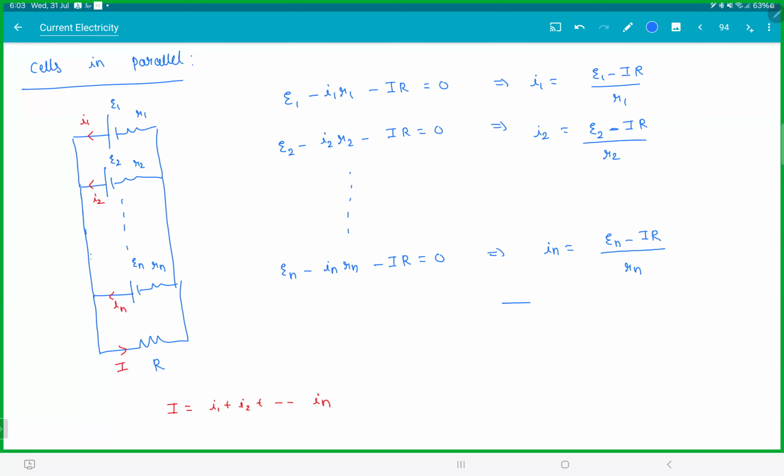Now, if you add all of these, I1 plus I2 plus In, on the left-hand side, you'll get capital I. This will be E1 by R1, so that will be sigma Ei by Ri, minus IR sigma 1 by Ri. You can rearrange the terms. You will get I is equal to sigma Ei by Ri by 1 plus R into sigma 1 by Ri.